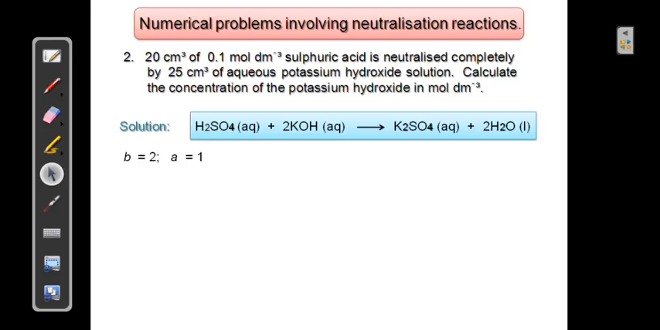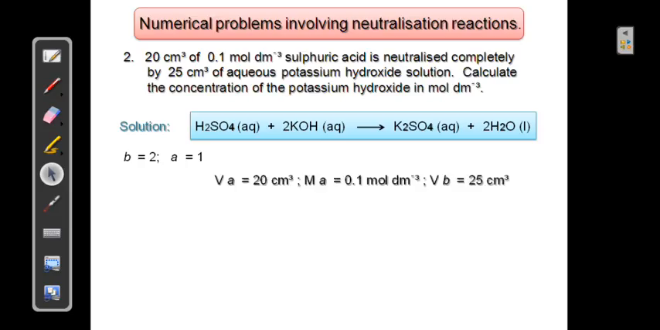Look, H2SO4 is 1 molecule. That means 1 molecule of acid, or 1 mole of acid. Now you have 2 KOH, so you have 2 alkali here, therefore the alkali B is equal to 2. That's what B is equal to 2, A is equal to 1 means.